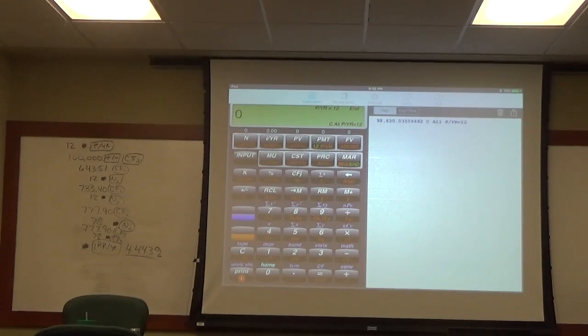All right, and so we've got it set for 12 payments per year, so it's basically 100,000 plus minus cash flow. 643.51 cash flow 12 shift N sub J. 733.40 cash flow 12 shift N sub J. 777. It actually allows you to do 156. Okay. Cash flow 78 and 777. Yeah. 90 cash flow 78.